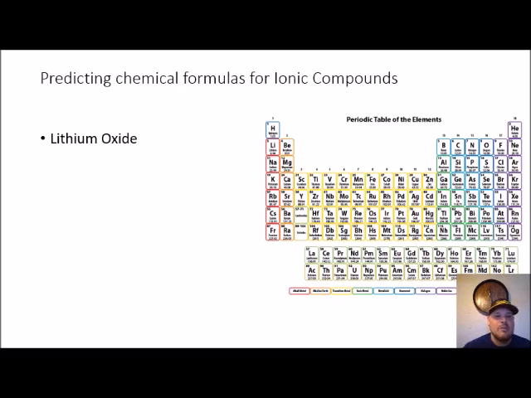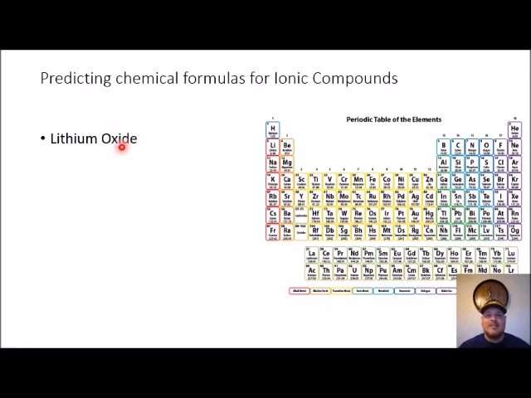So the first compound that we're going to be working with is lithium oxide. My first step in all of this is I'm going to look for lithium on the periodic table and find out what group it's in. So lithium is in group 1A, which means what? Well, if you remember from before, it means that it has an oxidation number of +1. So that means that it's energetically favorable for it to lose 1 electron rather than it is to gain 7.